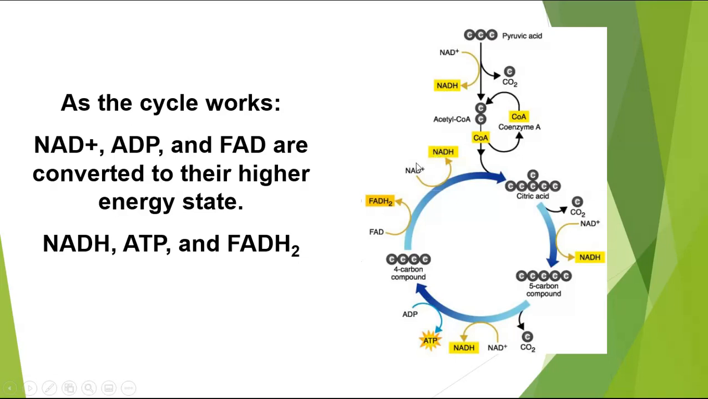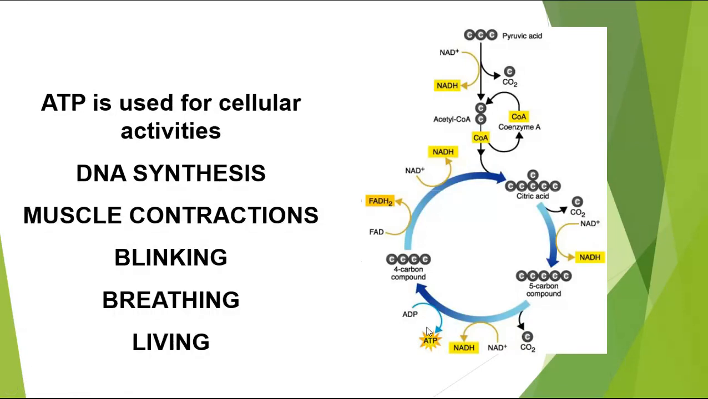NADH and FADH2, these are both electron carriers and they have a high energy state. We're going to see these electron carriers come back to us in the electron transport chain. ATP, it also has a high energy state. However, this is what we use. We use it in processes such as DNA synthesis, muscular contractions, blinking, breathing, basic living processes such as taking notes during this video.